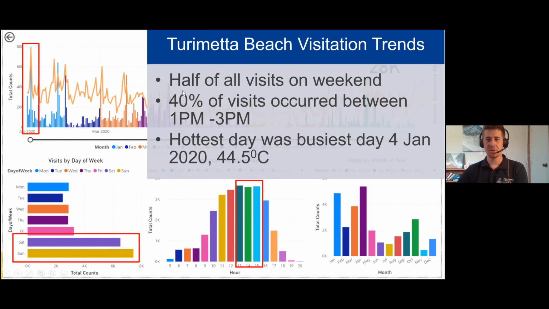So half of all the visits were on the weekend. 40% of all visits occurred between 1 to 3 p.m. and the hottest day was the busiest day.